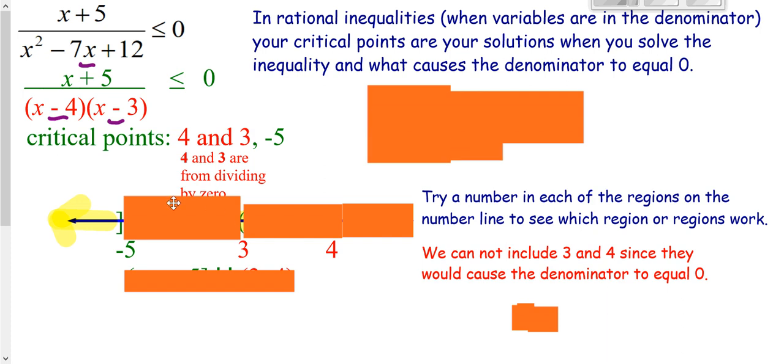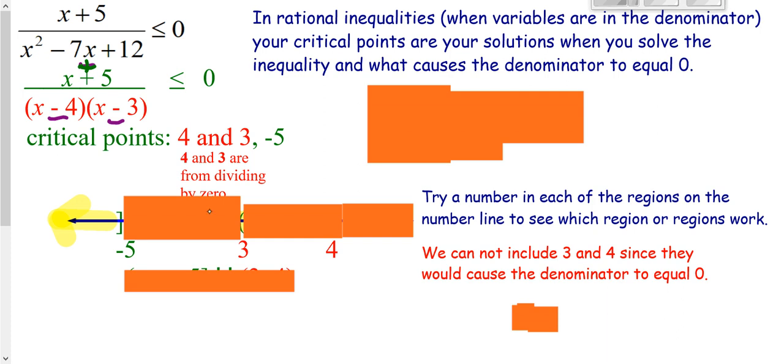Now I could try a number in between, like 0, or any other number I wanted. 0 minus 4 is negative, 0 minus 3 is negative, 0 plus 5 is positive. The bottom is a negative times a negative, which is a positive. Positive on the top over a positive on the bottom is a positive answer, but that doesn't work. I'm looking for a negative.